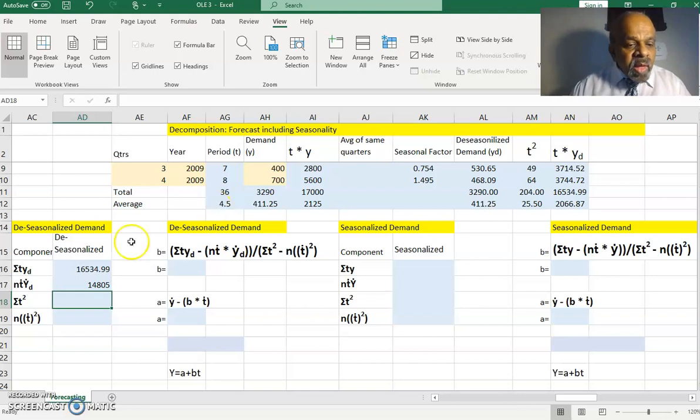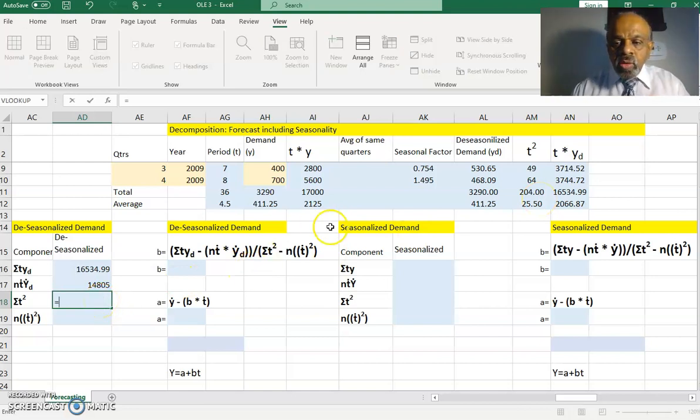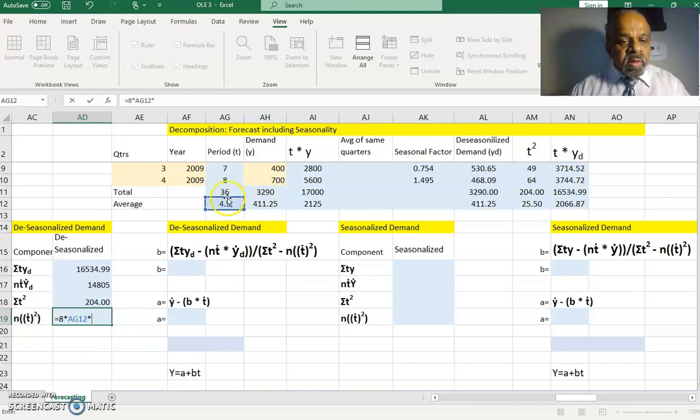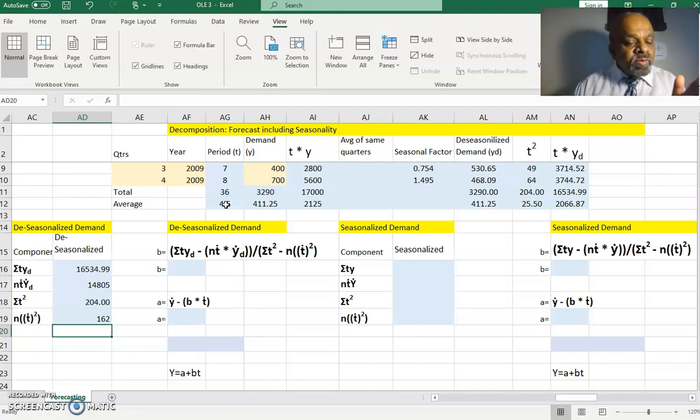My third component is sigma T squared. Sigma T squared is this 204, which is the total of T squared, and that is equal to 204. The fourth one is N times the T average squared. We know N is 8, so 8 times T average squared. T average is 4.5, so 4.5 times 4.5. That is my fourth component.